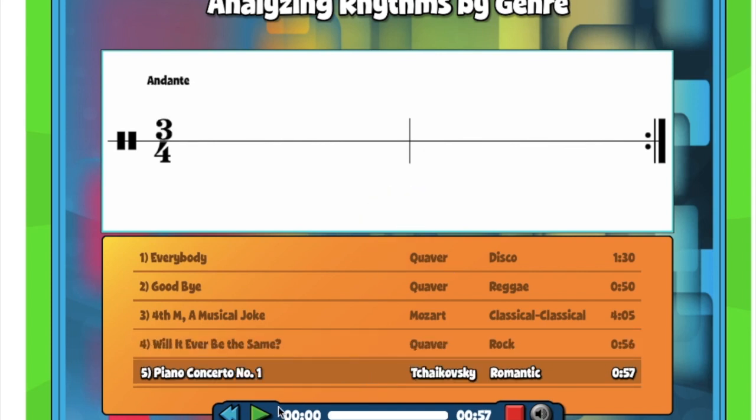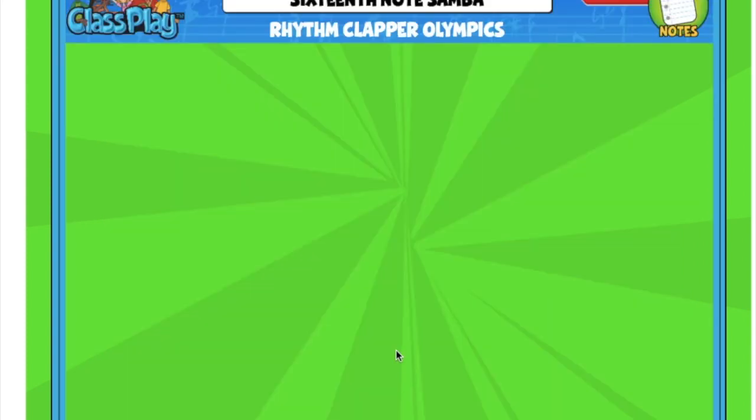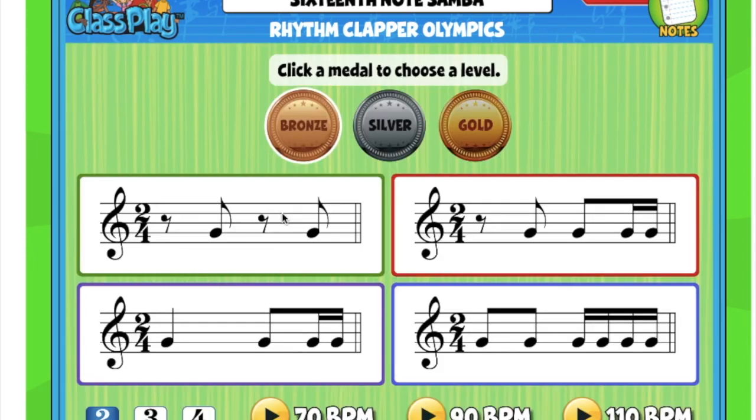And last but not least, there's nothing here, so don't stress about that. Moving on to slide 4, which is where you are going to practice your own rhythms. If you want to try the bronze level, you can click it over here. You can set your timer over here and try each of these to the beat.